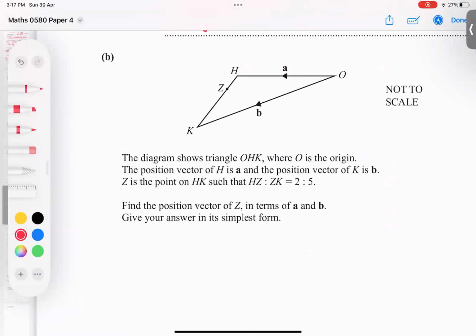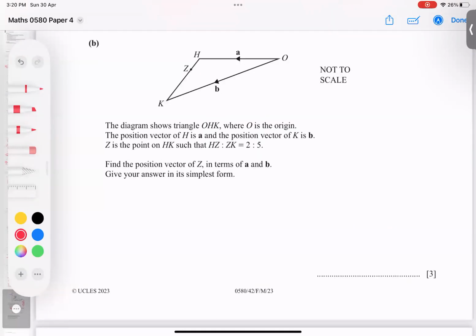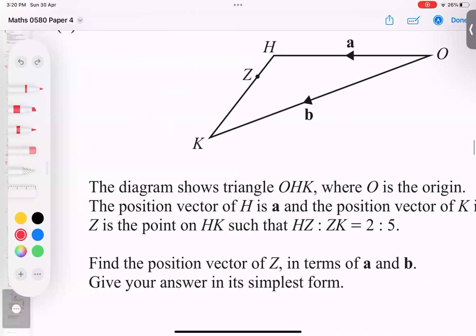Let's talk about this question. What a question here for vectors. Given here, the diagram shows this one. O is the origin. Position vector of H is a. This means this is a. Whenever the words position vector come, start from the origin, so OH. Position vector of K is b, so it means OK. Z is a point on HK such that the ratio is given by him. It means this is 2 ratio and this is 5 ratio.